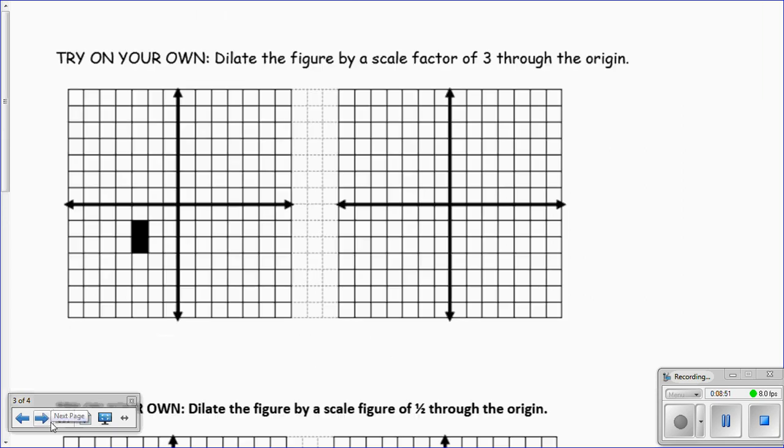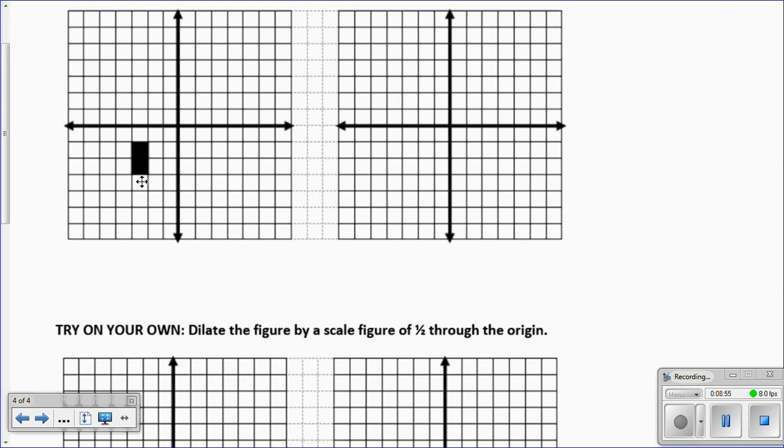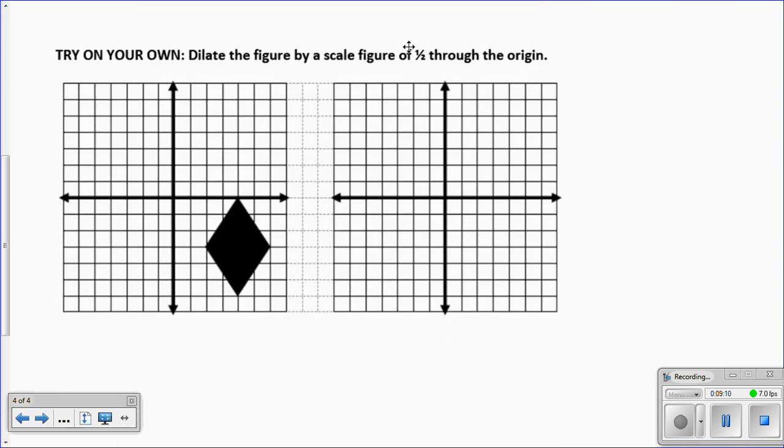So, you guys have to try on your own. All you're doing is writing down what A, B, C, D is, multiplying it by whatever the scale factor is, and then getting the new points, redrawing the image. That's it. Okay? Now, this one does have a scale factor, that's supposed to say factor, not figure, of 1/2, which means you're going to have to multiply by 1/2. Okay, so give that a try. We will go over what these look like next class.